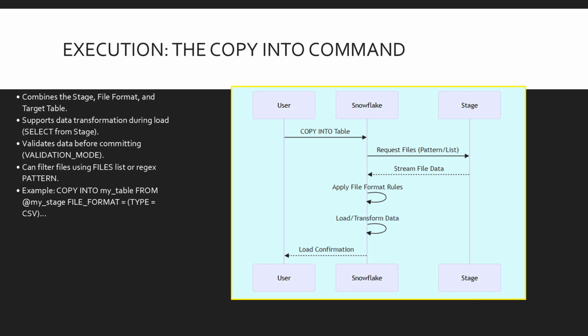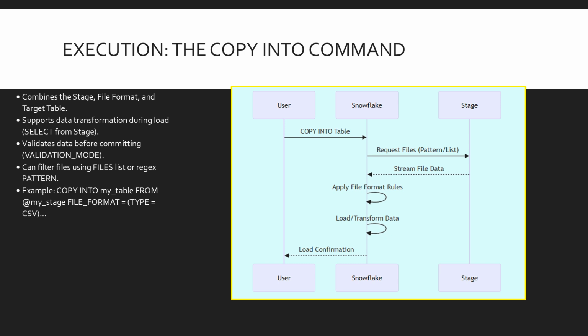Finally, we bring it all together with the copy into command. This command references the target table, the source stage, and the file format we just defined. Crucially, you can transform data on the fly by writing a select statement directly within the copy command, allowing you to reorder columns or cast types during the load. You can also use the validation mode parameter to check for errors without actually loading data, and apply filters using pattern to load only specific files. This command is the engine of data ingestion in Snowflake.